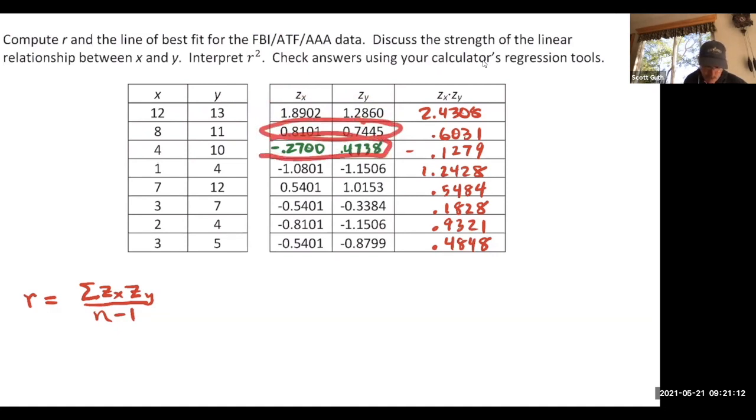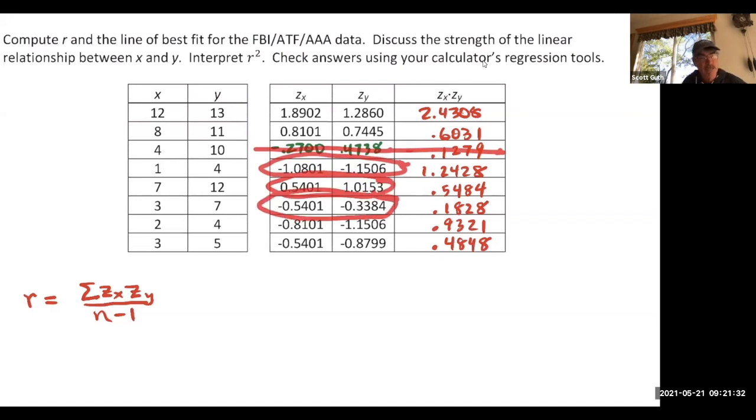Here's the exception to the rule. I'll just cross it out because I don't like it. But in every other case, the Z-scores are either both positive or both negative. If they're both negative, then both numbers are below average. So the point that you're graphing would be in the lower left. So again, both positive in the upper right, both negative in the lower left. If they're both negative, the product will come out positive. If they're both positive, the product will come out positive. These all come out positive when the points go from the lower left to the upper right, which is an uphill line.